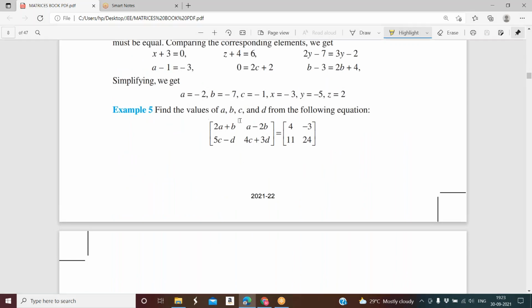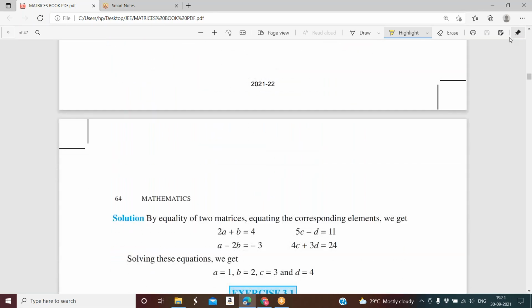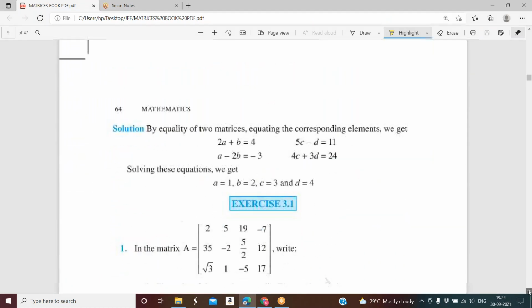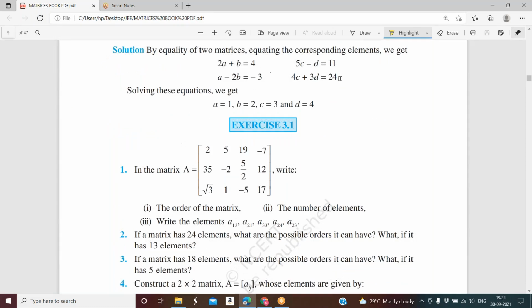Similarly, find the values of a, b, c, and d from the following equation. Another example is given like this. So, how will you do this? 2a plus b is equal to 4, a minus 2b is equal to minus 3, and 5c minus d equal to 11, and 4c plus 3d is equal to 24. Using the concept of equality of two matrices, you are getting 4 equations in 4 unknowns. Solve these 4 equations, get the values of a, b, c, and d.